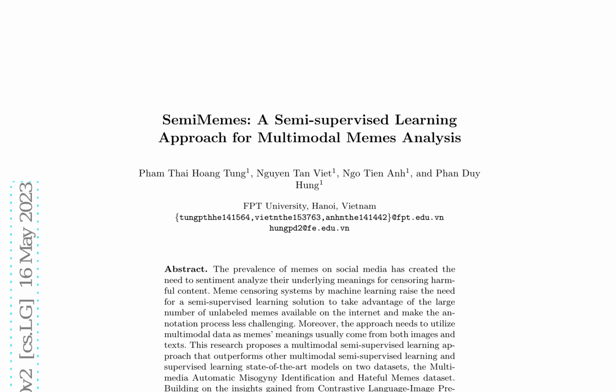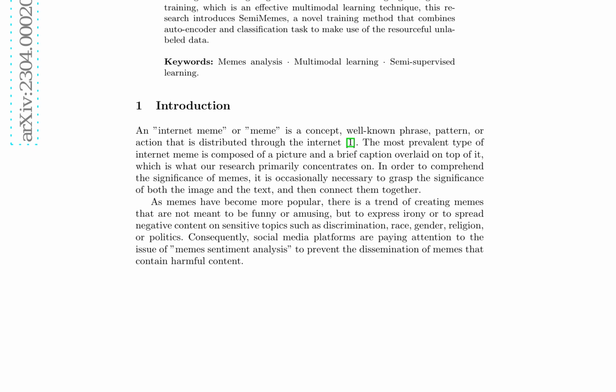Memes typically consist of images and text, requiring a multimodal learning approach to capture their underlying meanings. The proposed method builds upon the insights gained from contrastive language image pre-training, a multimodal learning technique that has shown promise in various applications. By integrating autoencoder and classification tasks, Semi-memes can effectively harness the power of unlabeled data, outperforming state-of-the-art models on two benchmark datasets: multimedia automatic misogyny identification and hateful memes.